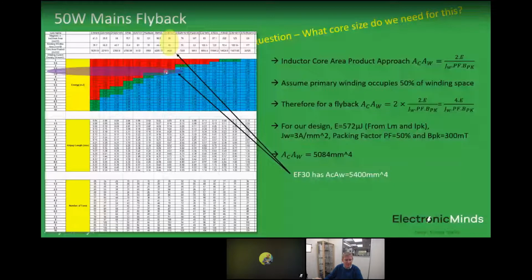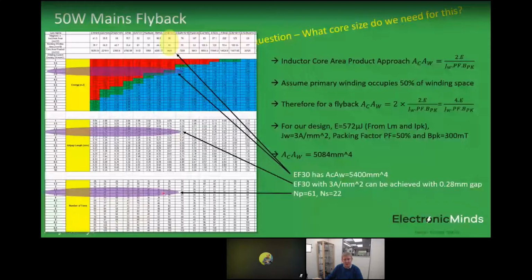If we then look at the rest of the output from this table, for the same point, we need an air gap of 0.28 millimeters. And in terms of number of turns, we can read off 61 turns on the primary, and with the turns ratio I showed you in the previous slide, we need about 22 secondary turns.